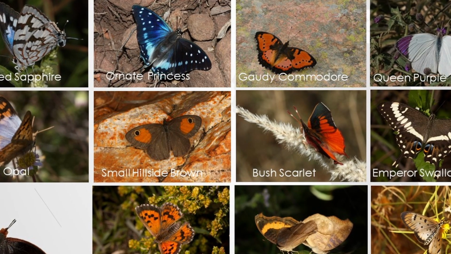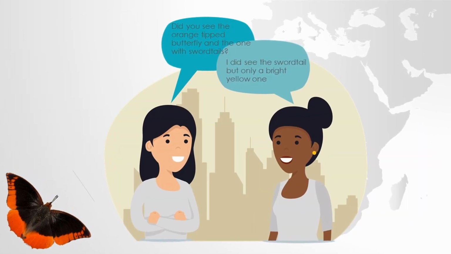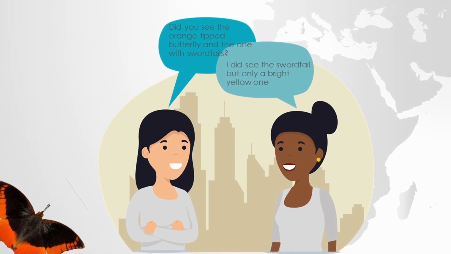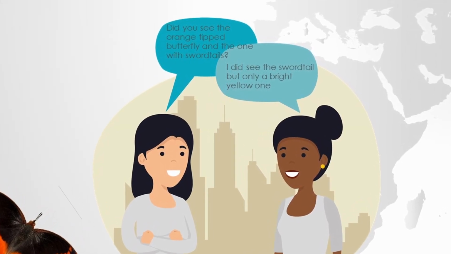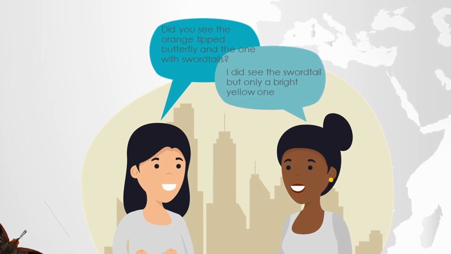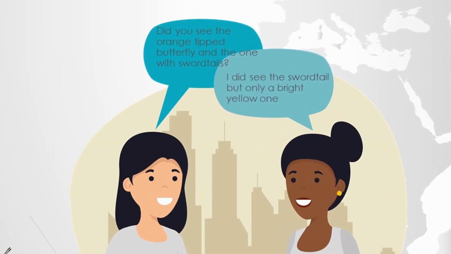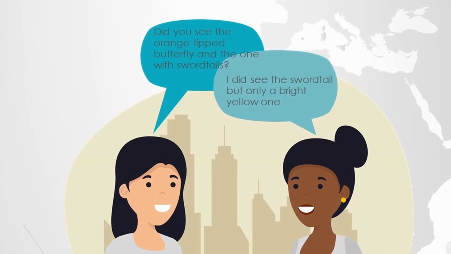I will illustrate this with a little story. Suppose someone sees an orange-tipped butterfly and a butterfly with sharp pointy tails in the garden. The next day she asks her neighbor whether she has seen the orange-tipped butterfly and a saw-tailed butterfly in her garden, to which the neighbor replies that yes, she has seen the saw-tail, but only a bright yellow butterfly. This brings us to the first reason to identify.